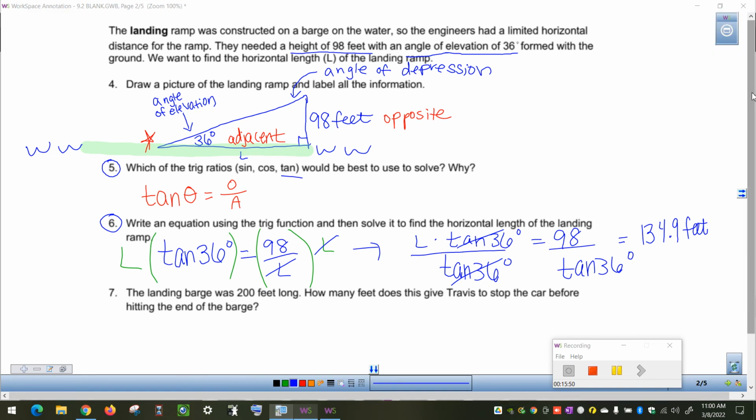All right, so in the last part of the problem down here, number 7, it's telling us the total length of the landing barge. So if you look back up at this picture, the part that I highlighted in green, that is the floating barge. It's actually 200 feet long. We just found out that the horizontal length of our ramp is 134.9 feet, so we're going to have a little bit left over. What we want to figure out is what is that left over. So how many feet does that give Travis to stop the car before hitting the end of the barge?